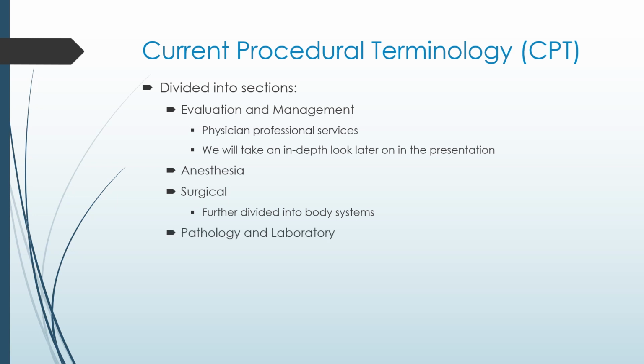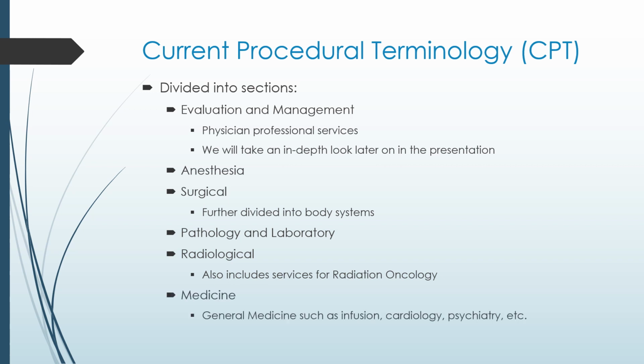We have our path and lab CPT section, radiology, and the one thing that I do want to mention about radiology is that it also includes services for radiation oncology, and within the radiology section too, you will see a lot of different cardiovascular services that are provided, especially nuclear stress testing. And then we have our medicine section. And medicine includes our coding for infusion. It includes most of our coding for cardiology with your cardiac catheterizations. It includes your cardiac echoes as well. And then under medicine is also where you find your psychiatric codes for things such as initial diagnostic evaluations, psychotherapy, and neuropsych testing.